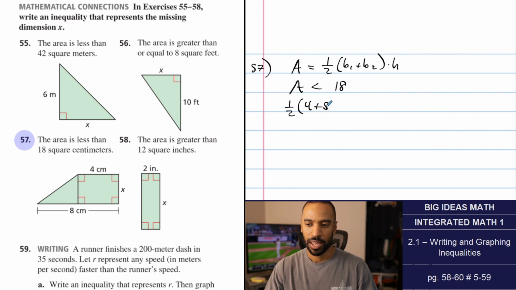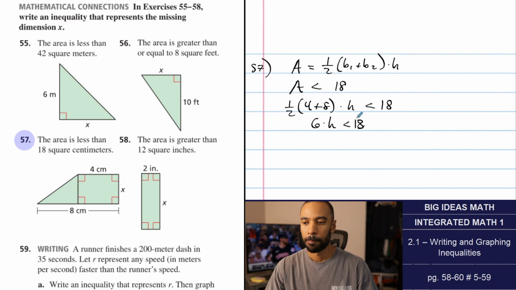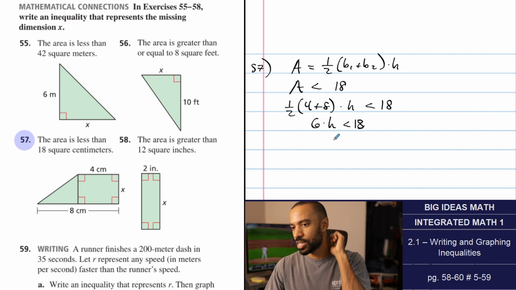Average your bases, 4 and 8, times the height needs to be less than 18. 4 plus 8 is 12. 12 divided by 2 is 6. 6 times our height must be less than 18. Whoopsie, I'm giving away answers here. 18. 6 times 3 is 18.